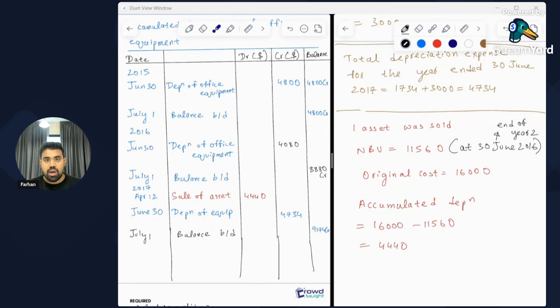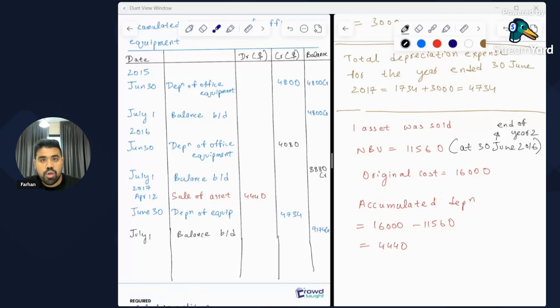This asset had no depreciation charged in the next year, which is year 3, which started on 1 July 2016 and ended on 30 June 2017. No depreciation was charged. So the only net book value that we can be concerned with is the one that we had derived originally at 30 June 2016, or at the end of year 2, which was 11,560.